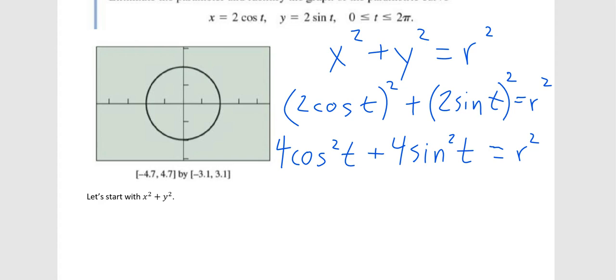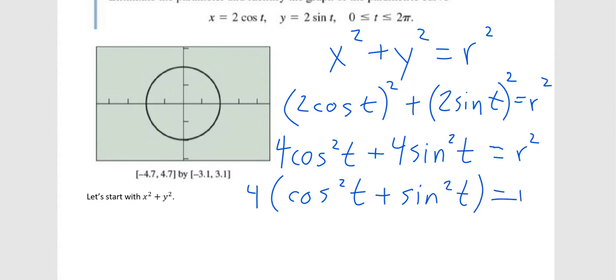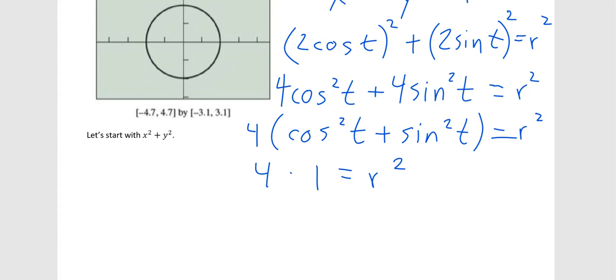Okay, so what can you pull out of those two terms? A 4. You can't pull a t out of there. It's attached to cosine and sine. And what's cosine squared t plus sine squared t? 1. Yes. The therapy's working. All right, now, sorry, guys. Moving too fast. Okay. So we got r squared equals 4.